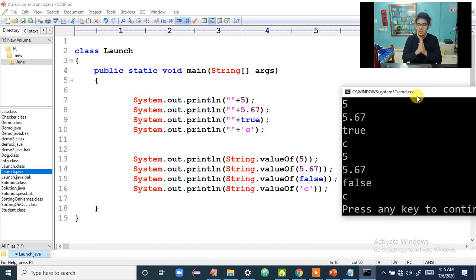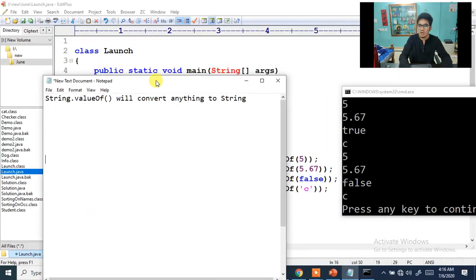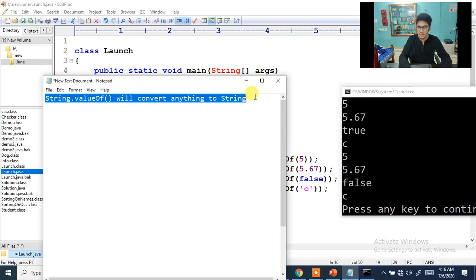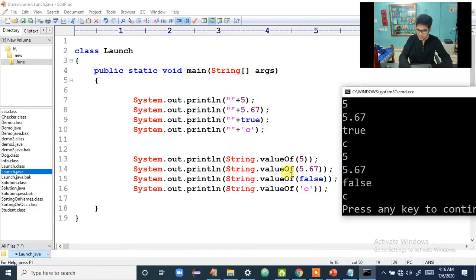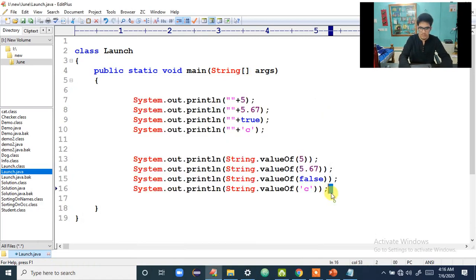This is the way to convert anything to string. Either use empty string plus something, or you can use String.valueOf. String.valueOf will convert anything to string. So this is what I want you to understand. This is fine. Now I'll close this.